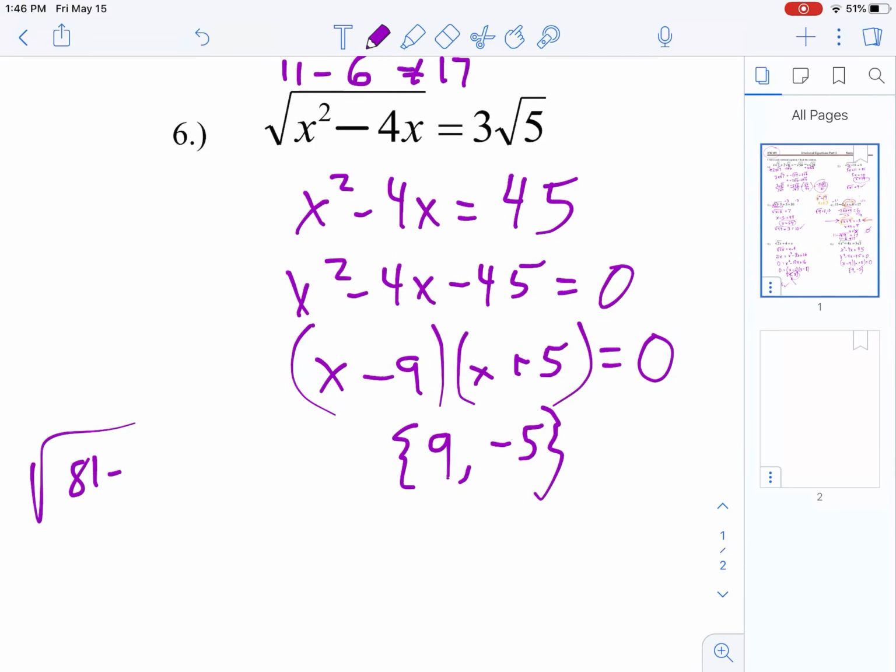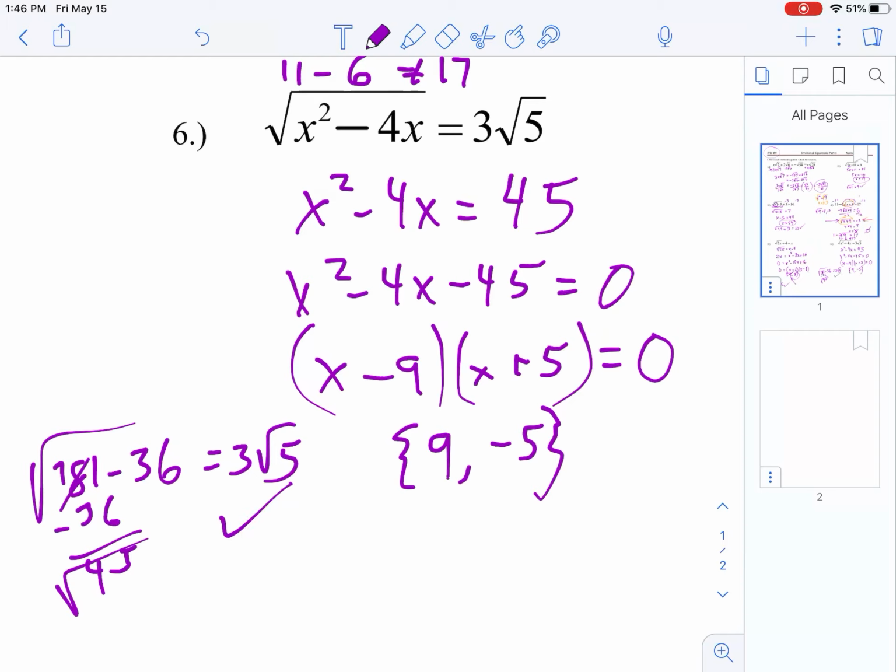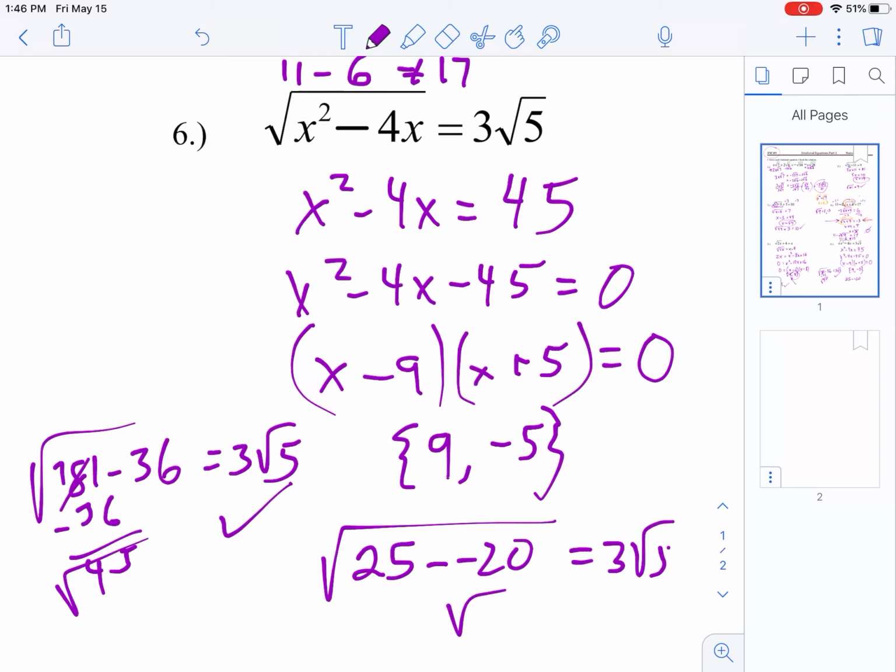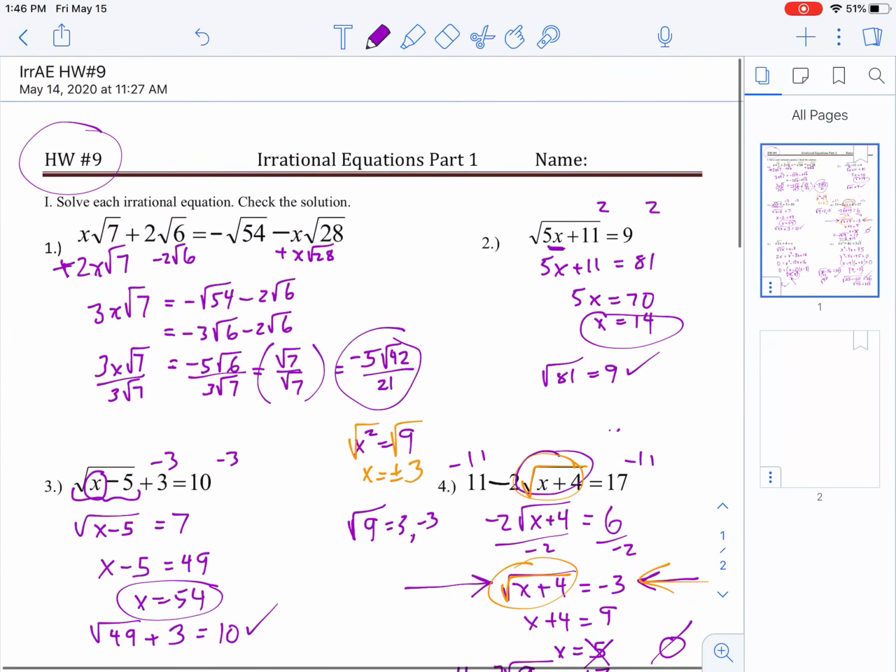So the square root of 81 minus 36, does that actually equal 3 root 5? Let's see, 81 minus 36 is 45. Yeah, the square root of 45 does equal 3 root 5. Cool, so 9 works. Now let's look at negative 5. So 25 minus a negative 20. Okay, does that equal 3 root 5? Well, yeah, that equals root 45, which we just confirmed is 3 root 5. So cool, both of those work. All right, there we go. Homework 9.